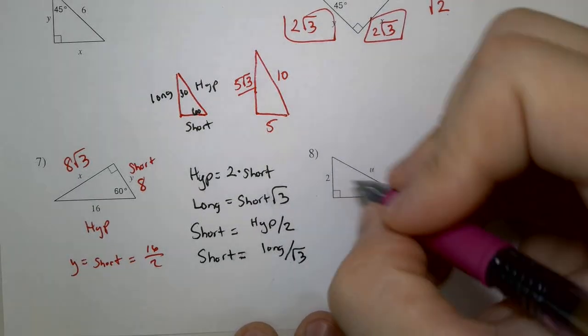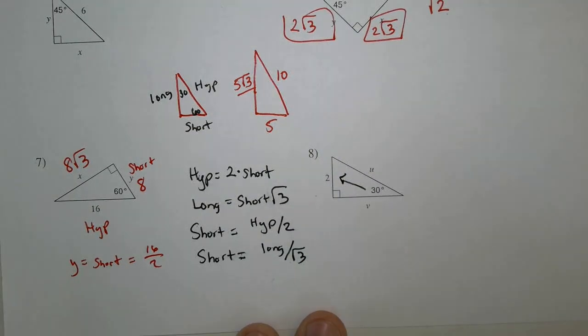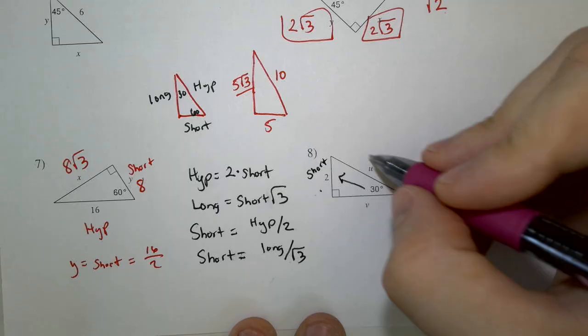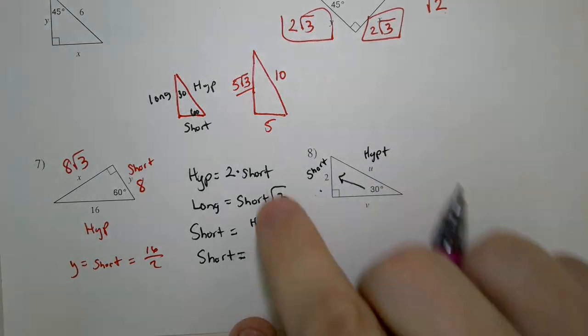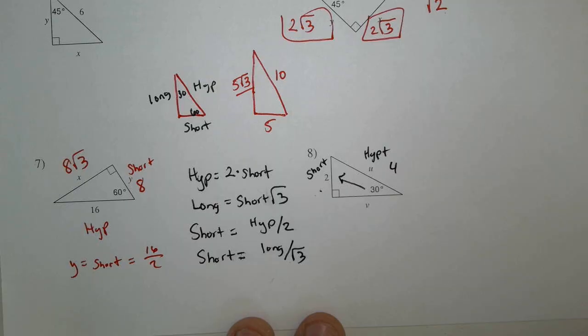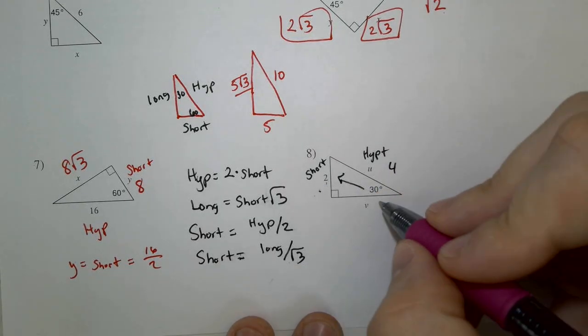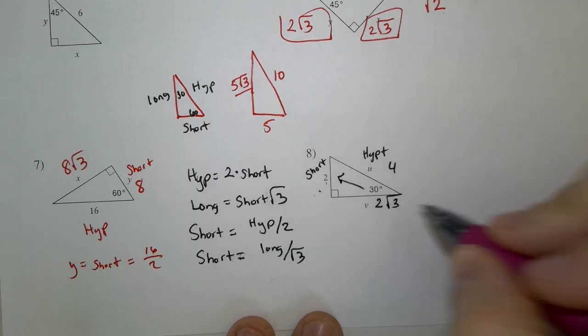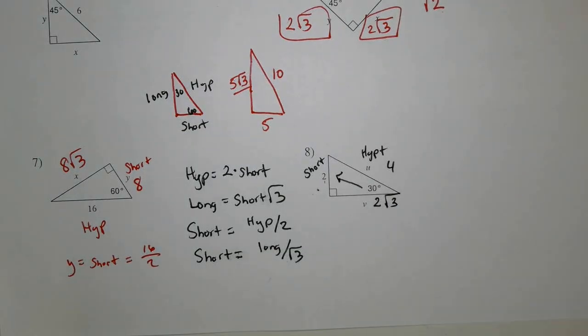Here, what are we provided? Across from the 30 is the short side. It also visually is the short side. How do we go from the short side to the hypotenuse? You take your short side and multiply by 2. So this is going to be 2 times 2, which is 4, or double the short. How do you go from the short side to the medium side or the long side? It would be 2 times the square root of 3. All right, let's do a few more on the back.